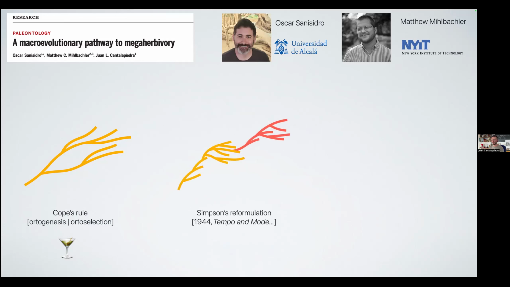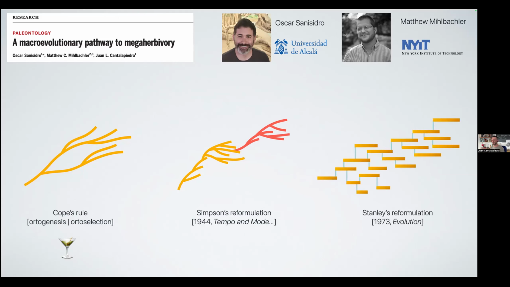Then we wanted to explore this reformulation that Simpson proposed in the 40s, where we are picking up this part of a signal of successive radiations, or several events of radiations, and each of them are related to different sizes, or slightly related to different sizes. And finally, the latest formulation by Stanley in the 70s, picking up this idea of punctuated equilibrium, where we would not expect to see a lot of change within the lineage, within each species, but differential survival of each lineage would just make up this trend.